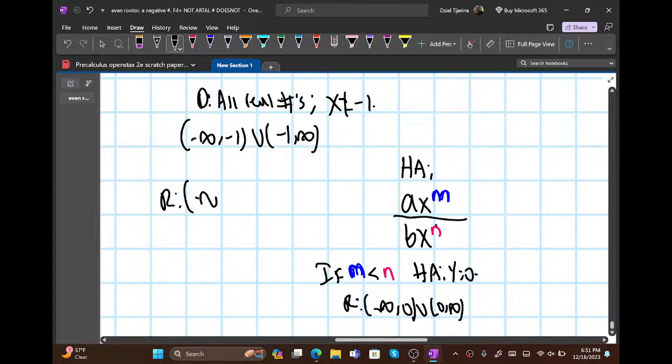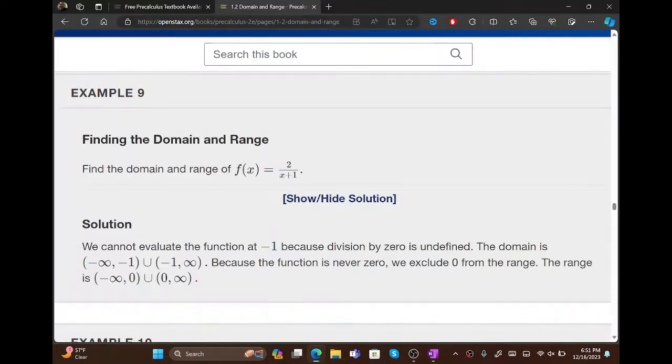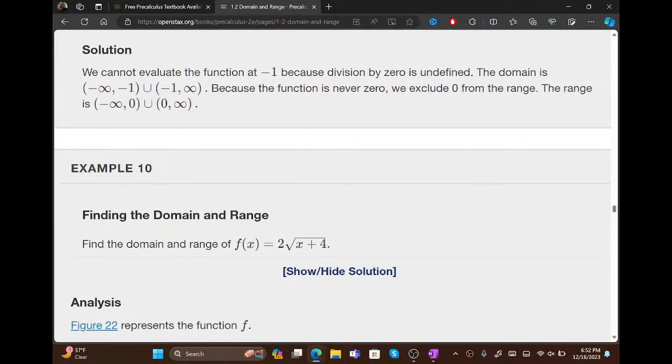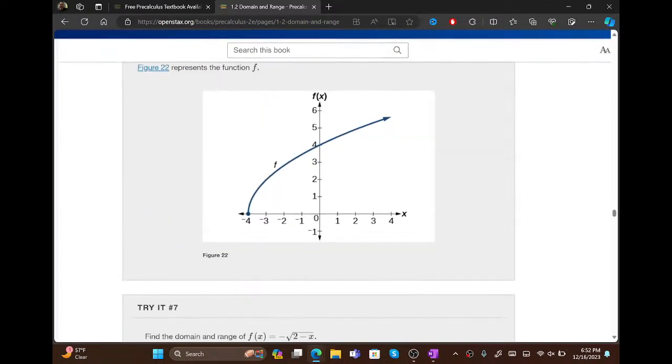I'm sorry, guys. To be honest, because again, we excluded it, because it can never be 0, then the range would be from negative infinity to 0, union 0 to infinity. But again, personally, I don't like that definition. I do think that that's kind of why I did it my own way.